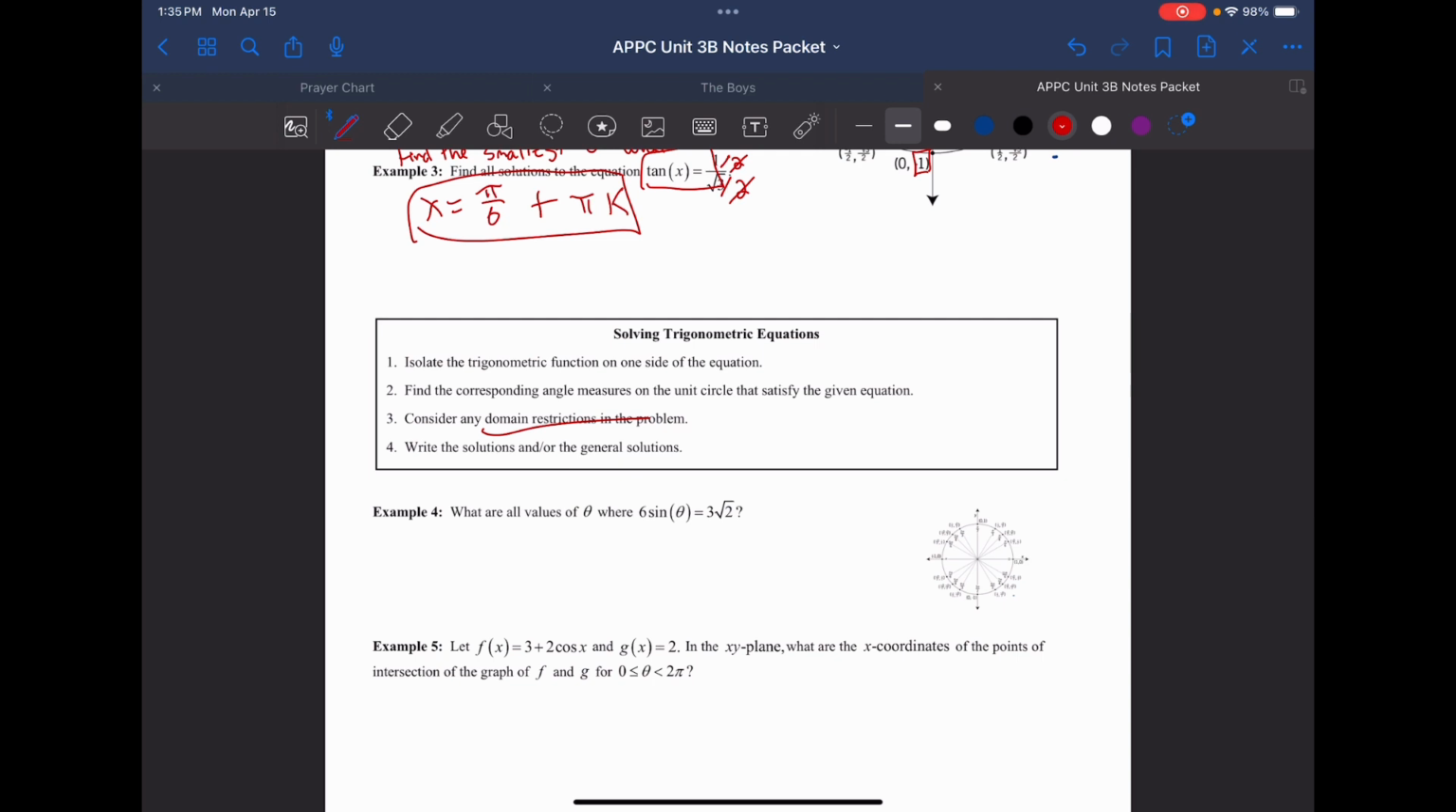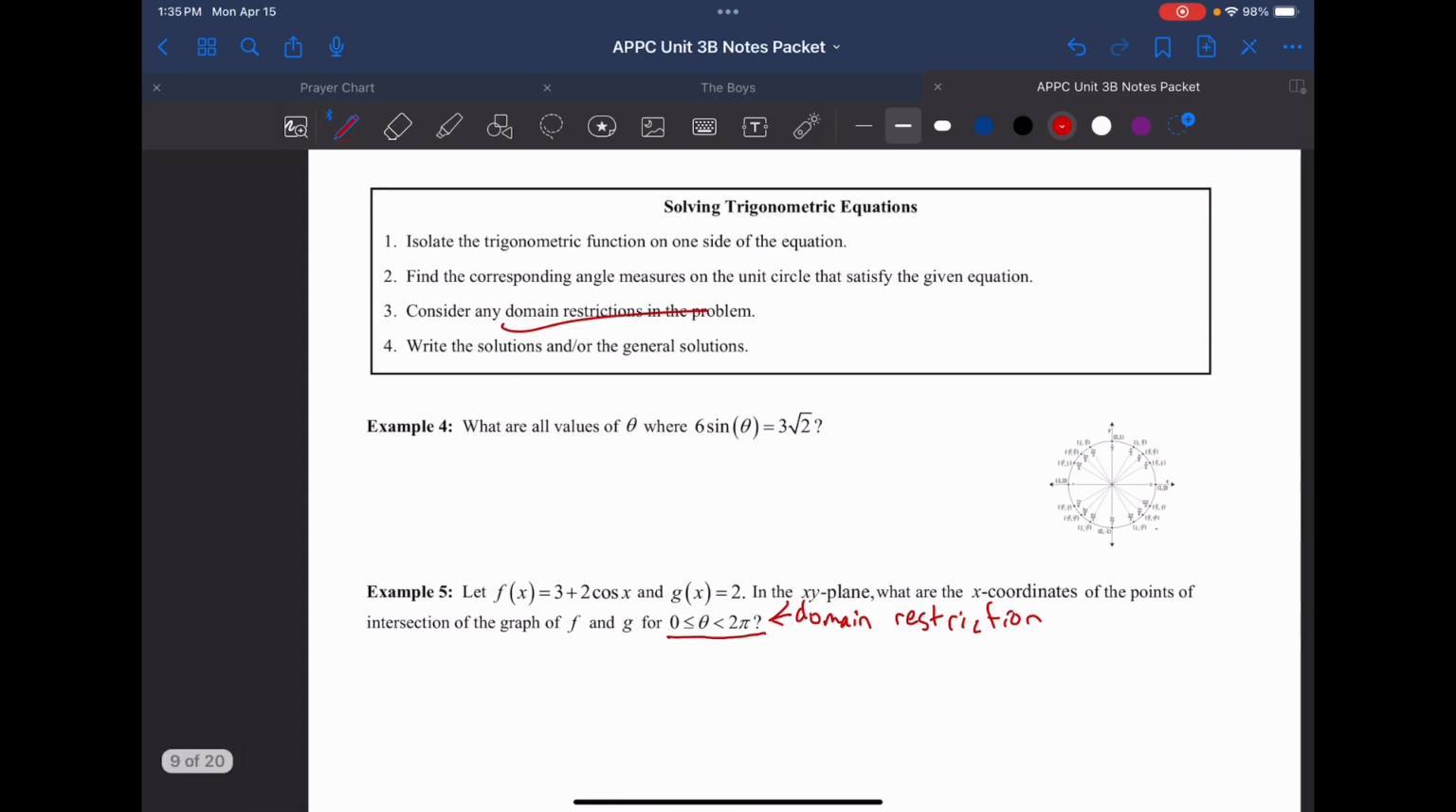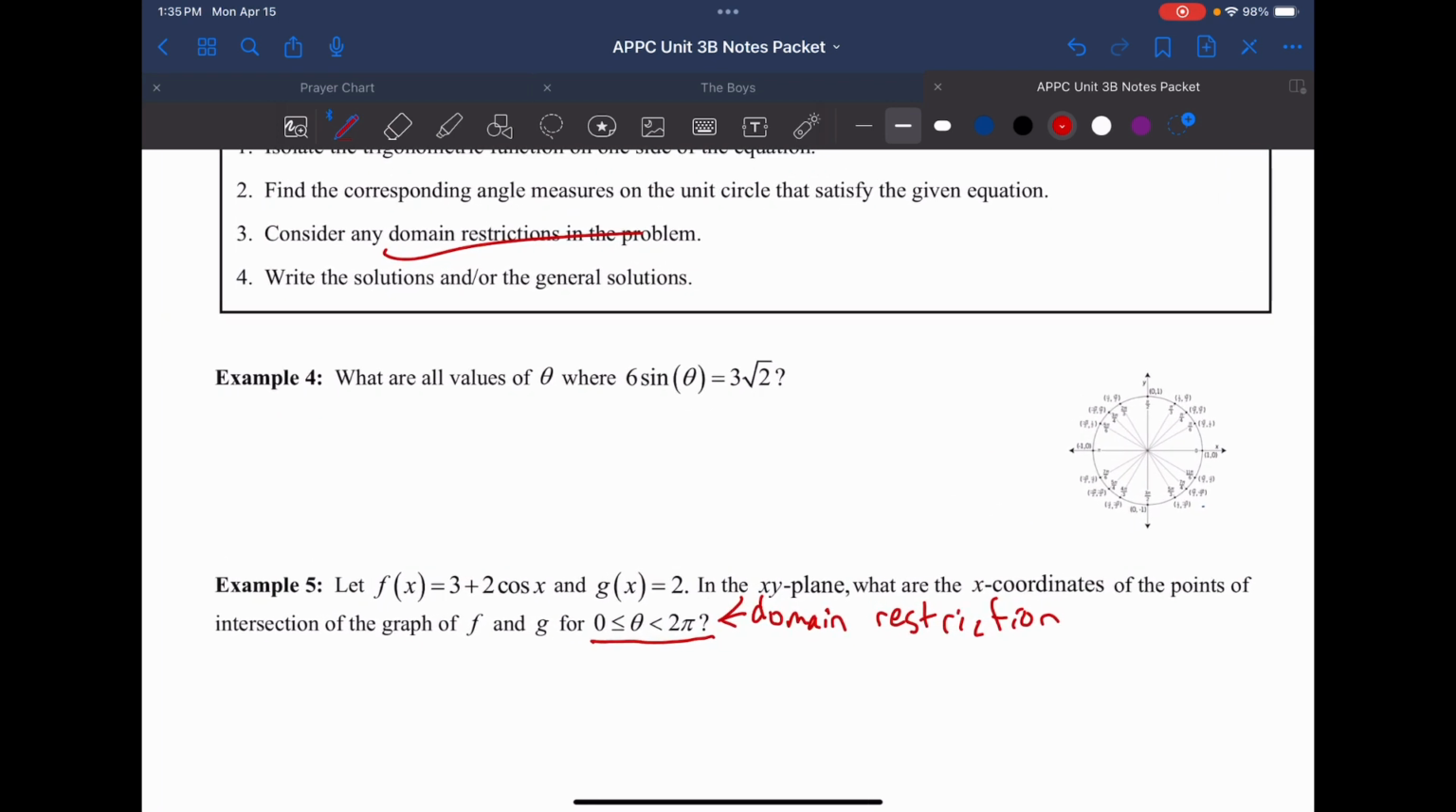Remember, the domain restrictions are mainly going to happen when they tell you, for example, on number 5, what are the x coordinates of the points of intersection of the graph of f and g for theta between 0 and 2 pi. So this is an example of a domain restriction, whereas this says what are all values of theta.